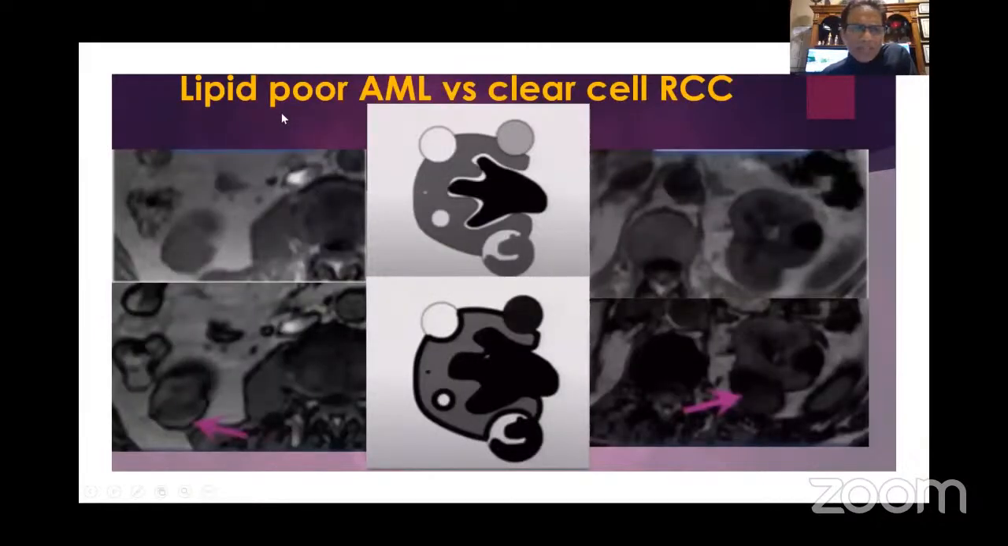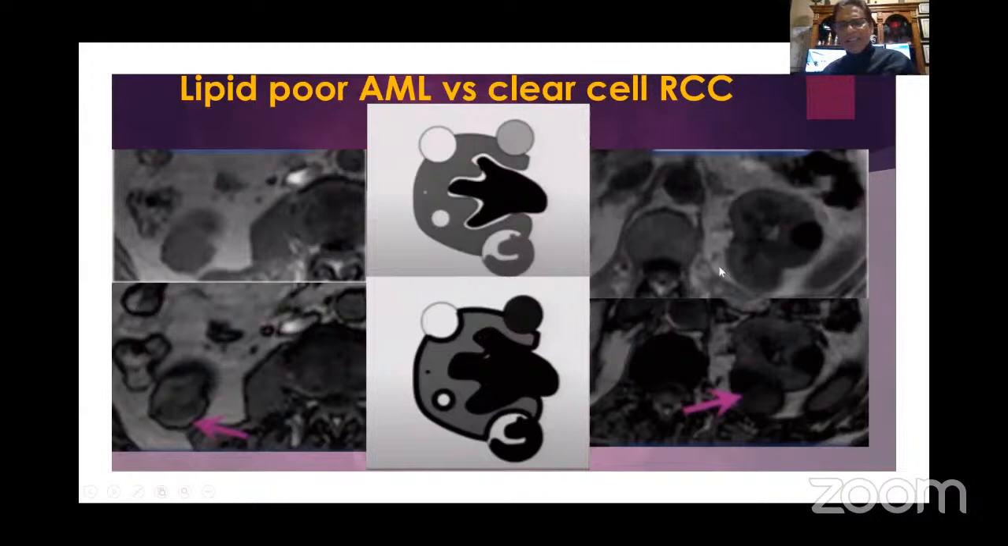However, the problem comes when there is a lipid-poor AML or clear cell carcinoma on in and out of phase imaging. However, it has been shown that lipid-poor angiomyolipomas tend to follow the signal of psoas muscle on in phase, and they will show areas of drop in signal on out of phase depending on how much fat content is within the lesion.